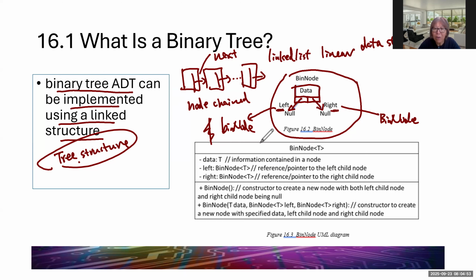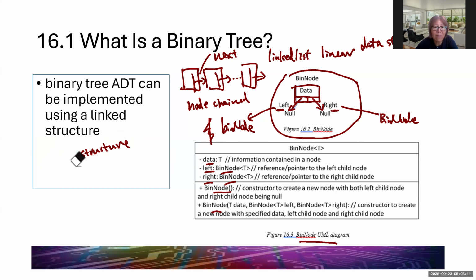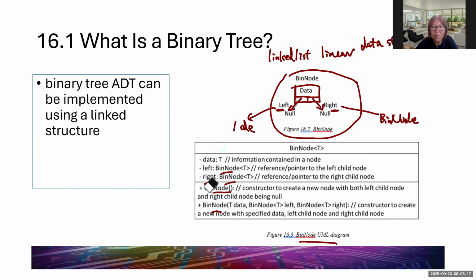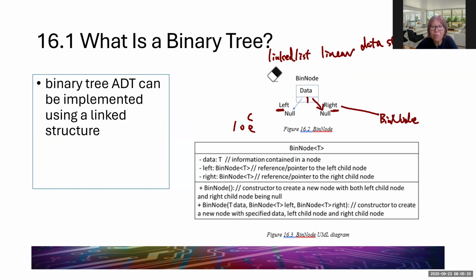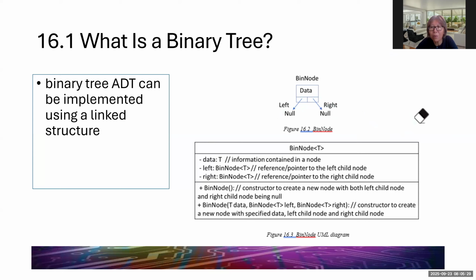Here we also gave the bin node UML diagram. It has the data, the left, and the right. As previously explained, the types of left and right are bin node. And we can provide two constructors. So those are the basic features and data structures for a binary tree. The basic building unit is the bin node. The bin node has two pointers, one is left and one is right.